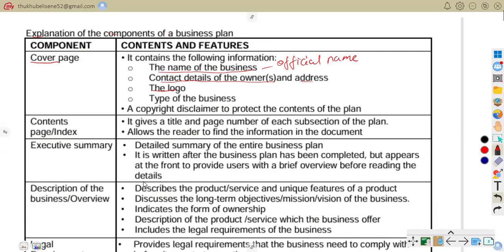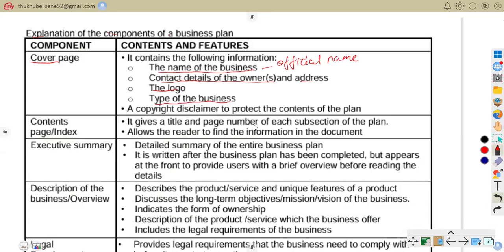It should also contain the logo of the business. A logo is the business symbol or an image that helps customers recognize it. For example, a bakery can use a logo with a loaf of bread and a chef's head, so the customer will be able to recognize it. It's very important. Also, the type of the business.